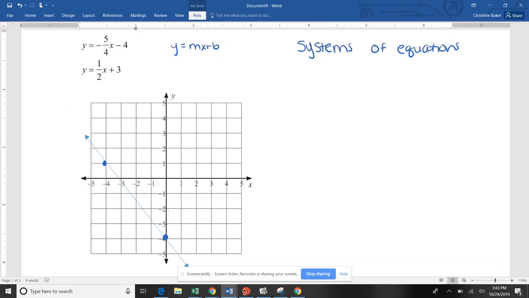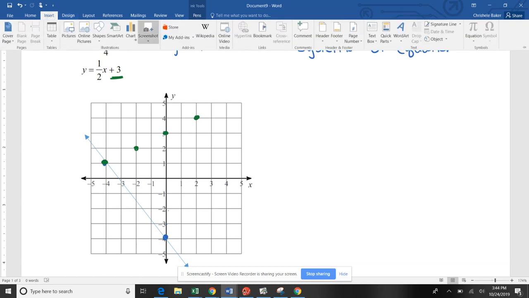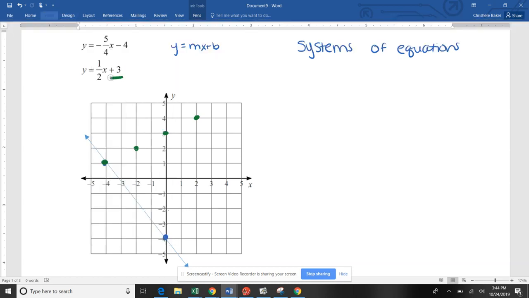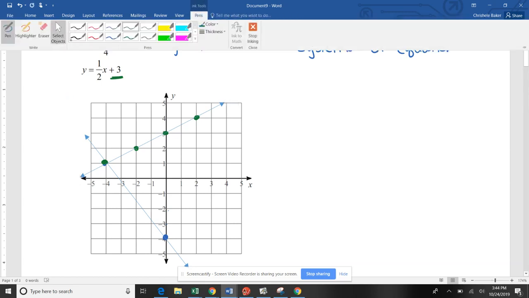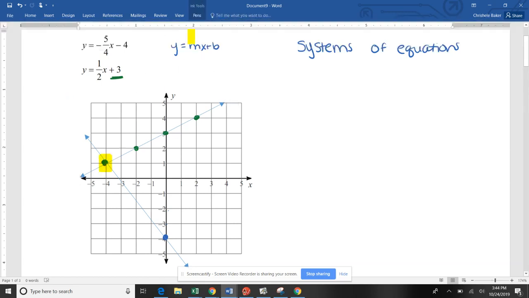Okay, second equation. I have 1/2 x plus 3. So again, I'm in y equals mx plus b. My b value is +3, and my slope is 1/2. So that's up 1, right 2. I can also go down 1, left 2, down 1, left 2, and there I have found it. So I'm looking for where these graphs intersect, and it is right here at that ordered pair, -4, +1.